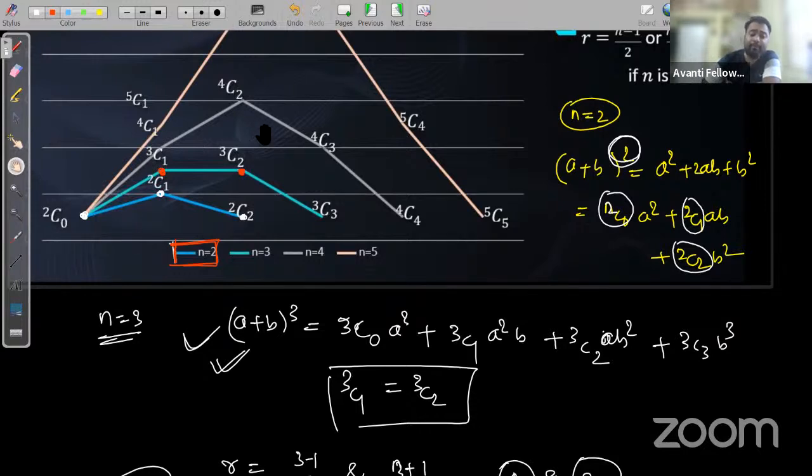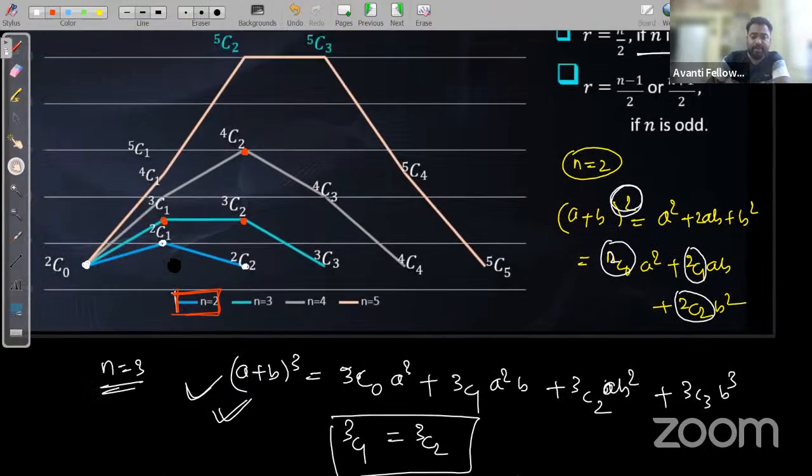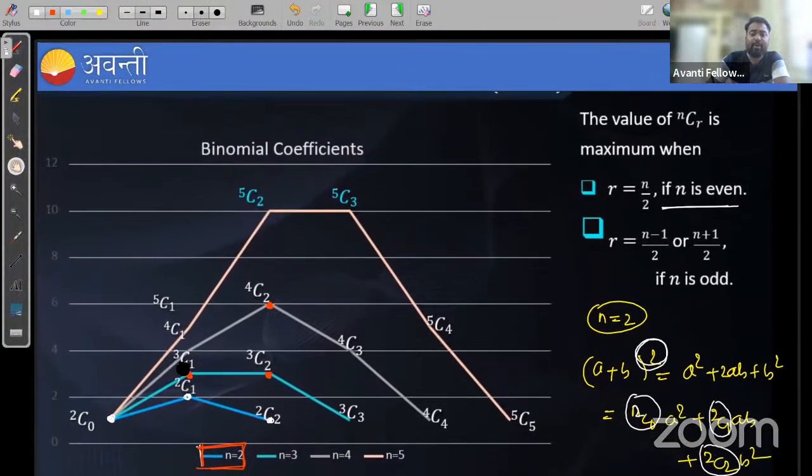Similarly, you can consider a plus b to the power 4, when n is equal to 4. When n is even, r becomes n by 2, that is 4 by 2, that is 2, so 4C2 is the maximum binomial coefficient. So this is the way to find the maximum binomial coefficient in the given expansion. Is that clear to everyone, guys? If it is clear, let's move to one question and solve it.